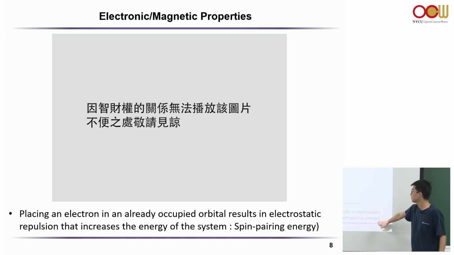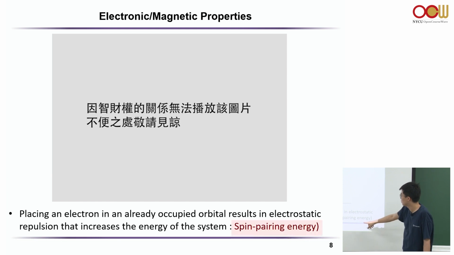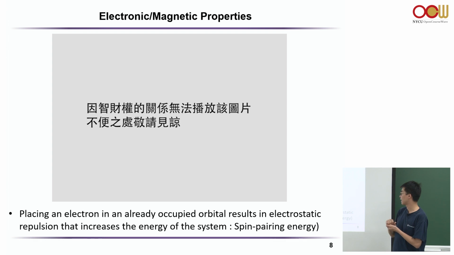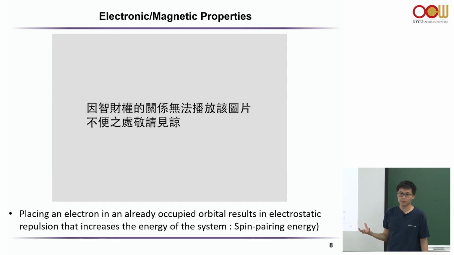So basically, why does the delta change, okay? That has to do with spin pairing energy, okay? Because if you want to fit another electron into the same orbital, where they have two different spins, that electrostatic repulsion will increase the energy of your system, as you can see here. Okay, so this will affect where this compound will absorb color of certain wavelength.